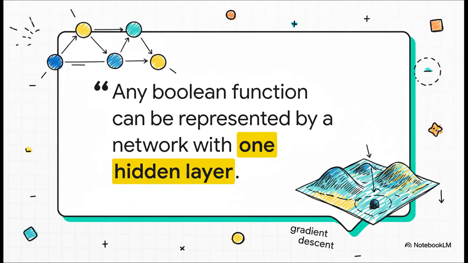And you know, this wasn't just some clever hack. It was actually proven with a mathematical theorem that a network with just one hidden layer is powerful enough to represent any logical function you can think of. The problem wasn't the neuron. The problem was that it was lonely. By working together, they become incredibly powerful.